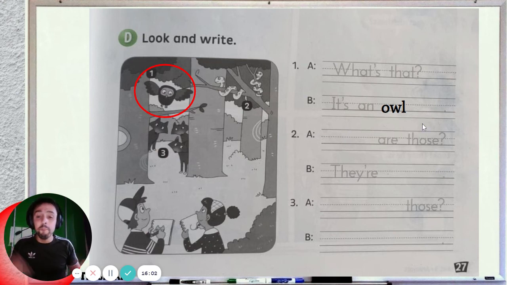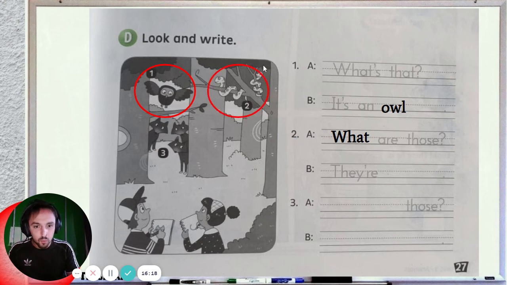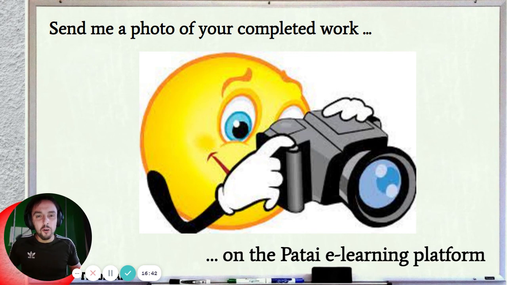Okay, number two, what word goes here? Are those? That's the missing word. What are those? This is number two. So let's look at number two. What are those? They're snakes. And remember, there's more than one, there's two, so you add an S. Remember to add an S. They're snakes. Okay, that's all for today.